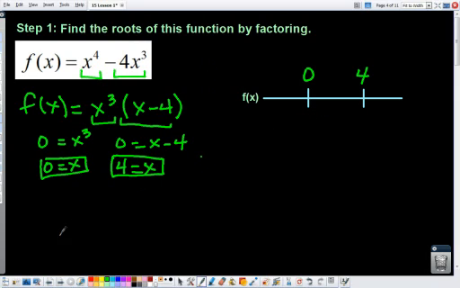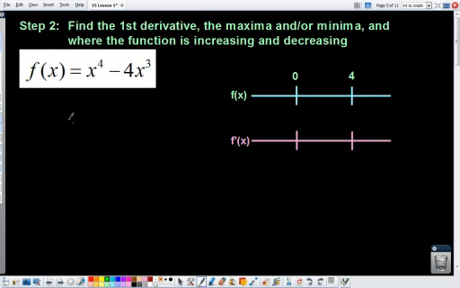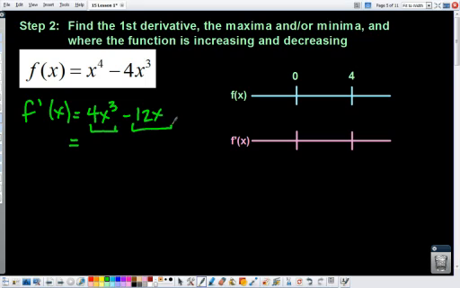Alright, let's move on to find the derivative of f of x. Finding the derivative, we have f prime of x, and that equals 4x cubed minus 12x squared. Let's go ahead and factor out what's common in these. Oops, I dropped the squared off of this. What's common is 4x squared. When we factor that out, in the parentheses we have left x minus 3.